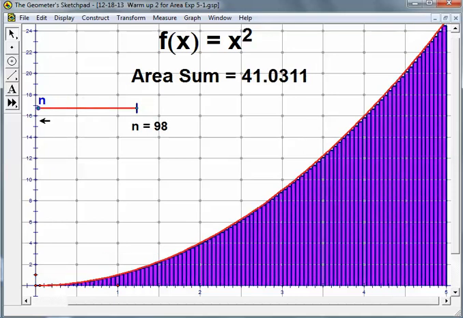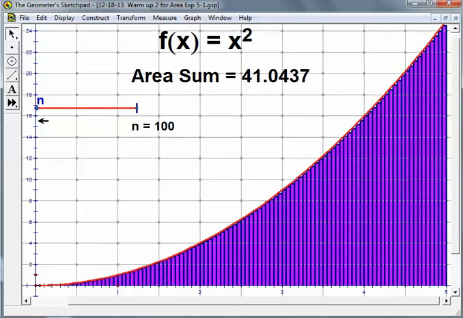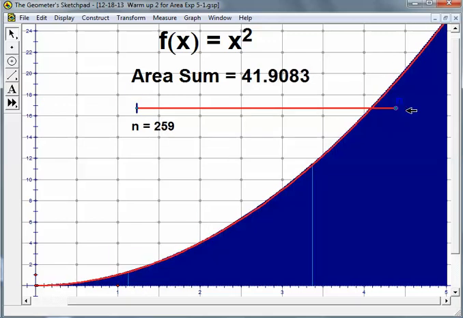If I go all the way to the left, same idea. You're not even going to be able to tell the difference between left, right, and mid if you go far enough over. But clearly, I do not want to calculate 292 rectangles. I don't even want to figure out what the base is for 292 rectangles.